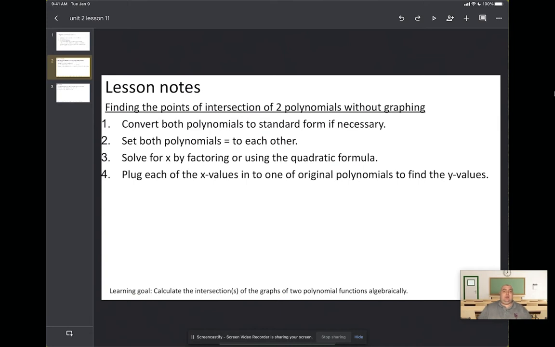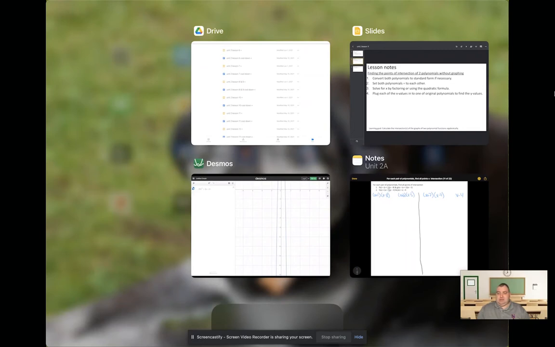And in this lesson, we're going to learn how to find the point or points of intersection of two polynomials without actually graphing. And the steps are right here. The steps are to convert both polynomials to standard form if necessary. Then we're going to set both polynomials equal to each other. Then we're going to solve for x by factoring or using the quadratic formula. And then we're going to plug each of the x values into one of the original polynomials to find the y values. So these steps will make a lot more sense when we do the example.